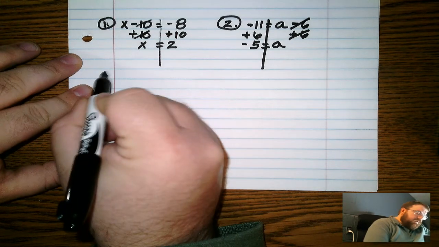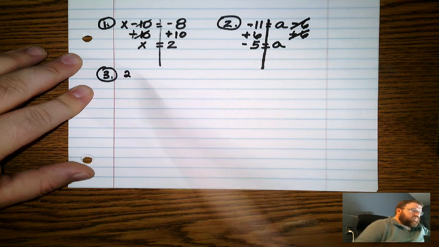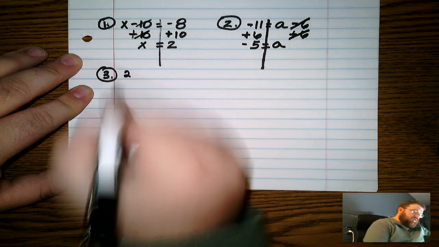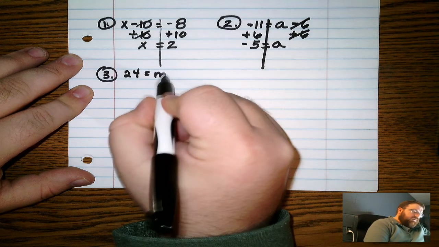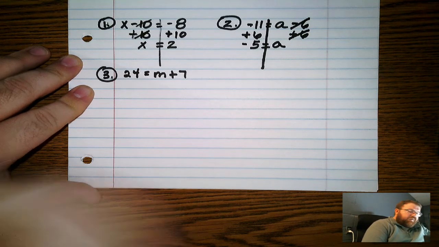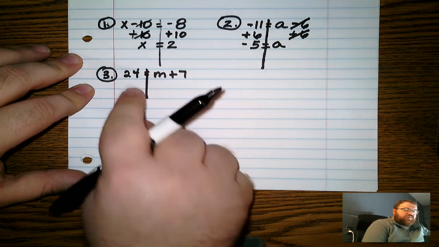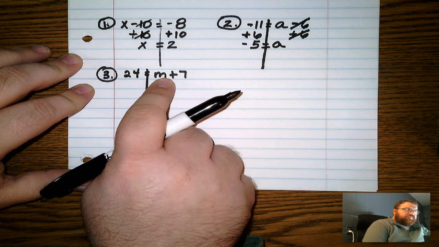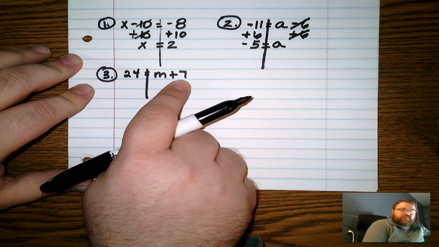Number 3 is 24 equals m plus 7. I'm going to draw my line. I'm going to ask myself, where's my variable? What is being done to my variable? So we're adding a positive 7.